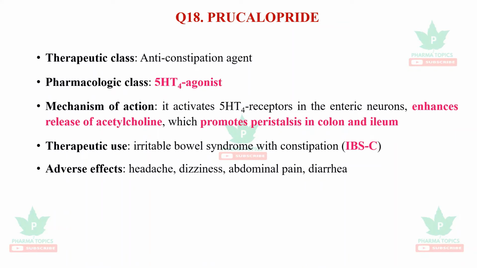Question number 18, they may ask a short note on prucalopride. It is a 5-HT4 agonist. It activates 5-HT4 receptors in the enteric neurons. It enhances the release of acetylcholine, which promotes peristalsis in the colon and ileum. It is used in treatment of irritable bowel syndrome with constipation. It may cause headache, dizziness, abdominal pain, and diarrhea.